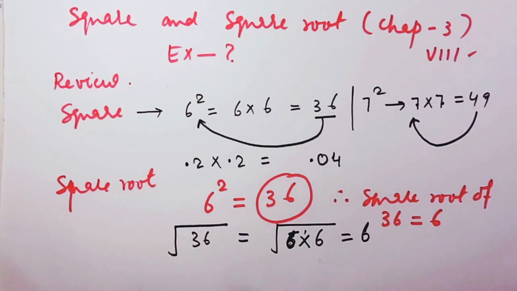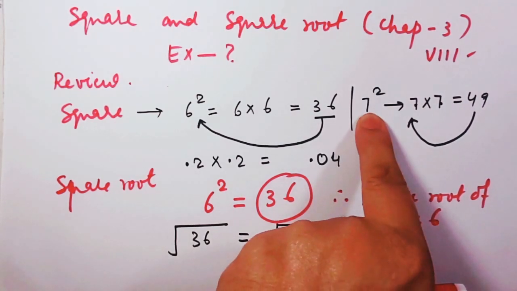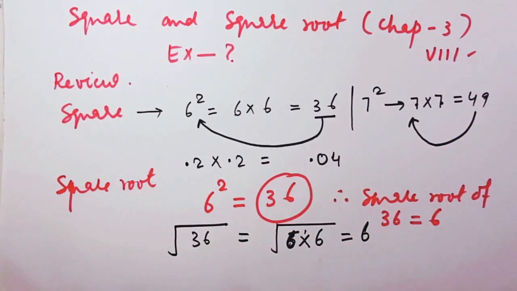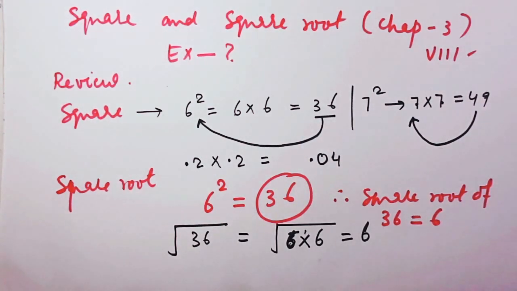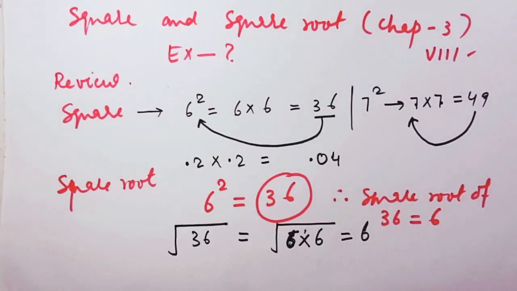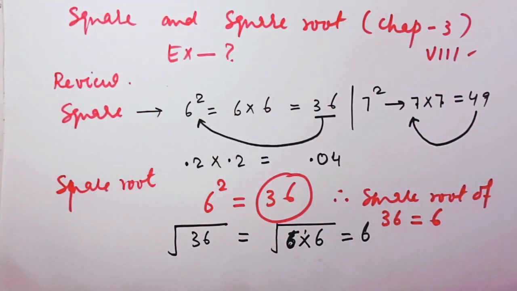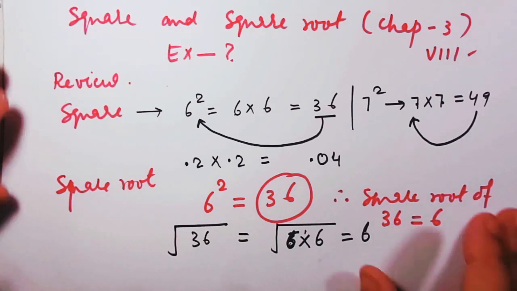Okay. So if the square of 7 is 49, square root of 49 will be 7. Square root of 36 will be 6. I think this was loud and clear. Moving on to the next one.